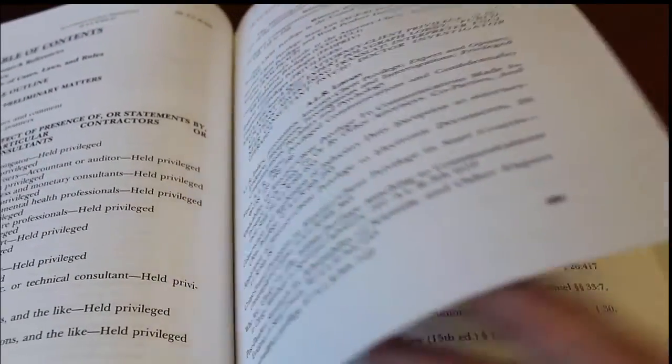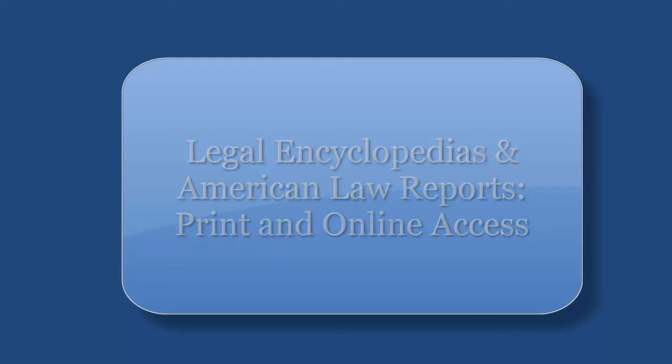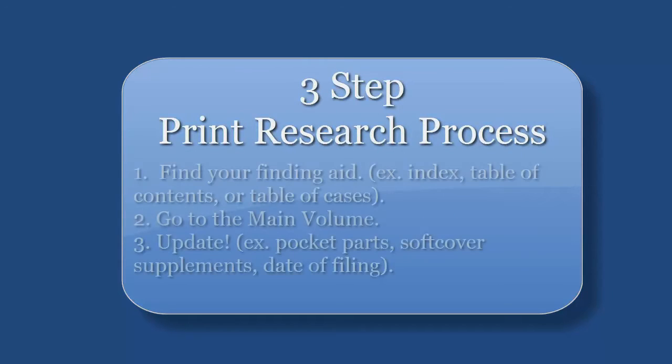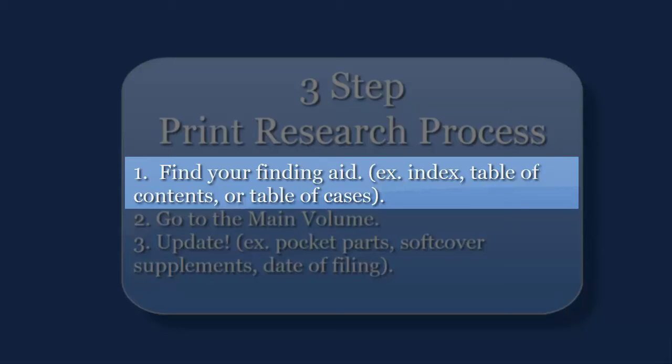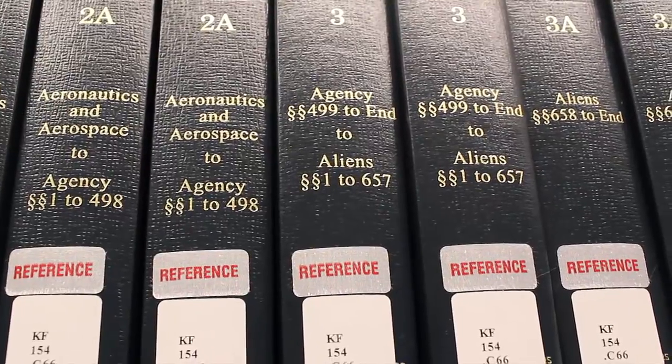In this tutorial, we'll be taking a closer look at legal encyclopedias and American law reports in both print and online format. Before we begin, I first want to outline the three-step print research process. The most efficient way to search for a topic in print is to hone your search terms and locate the resource's finding aid, such as an index, a table of contents, or a table of cases. Although some resources include topic coverage on the spine in their volumes, it is always best to start with an index or a finding aid.